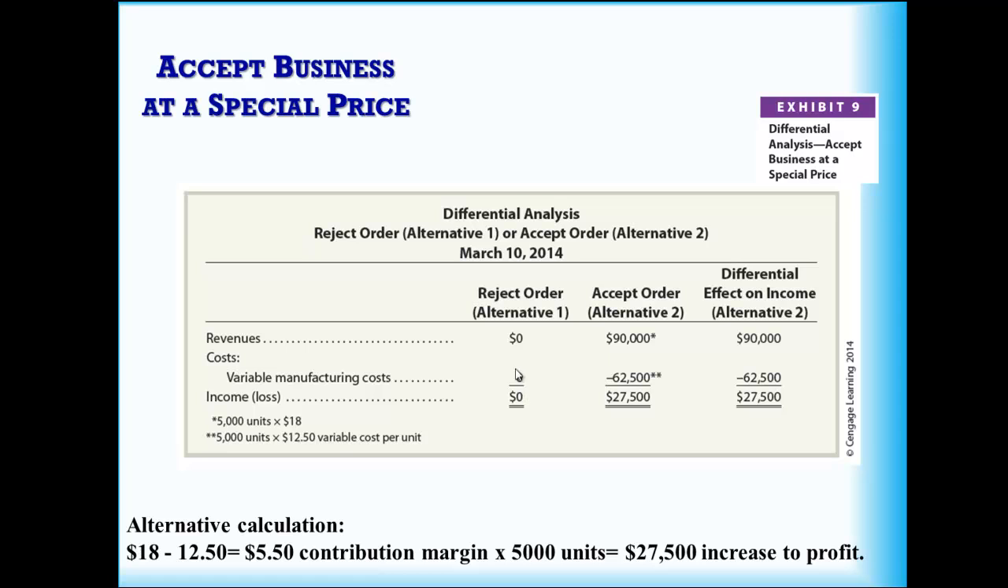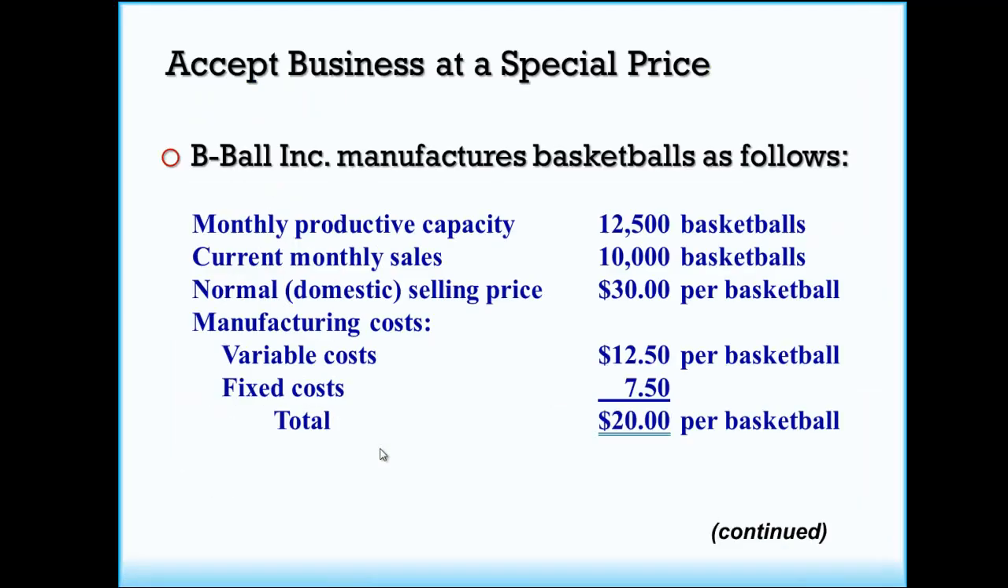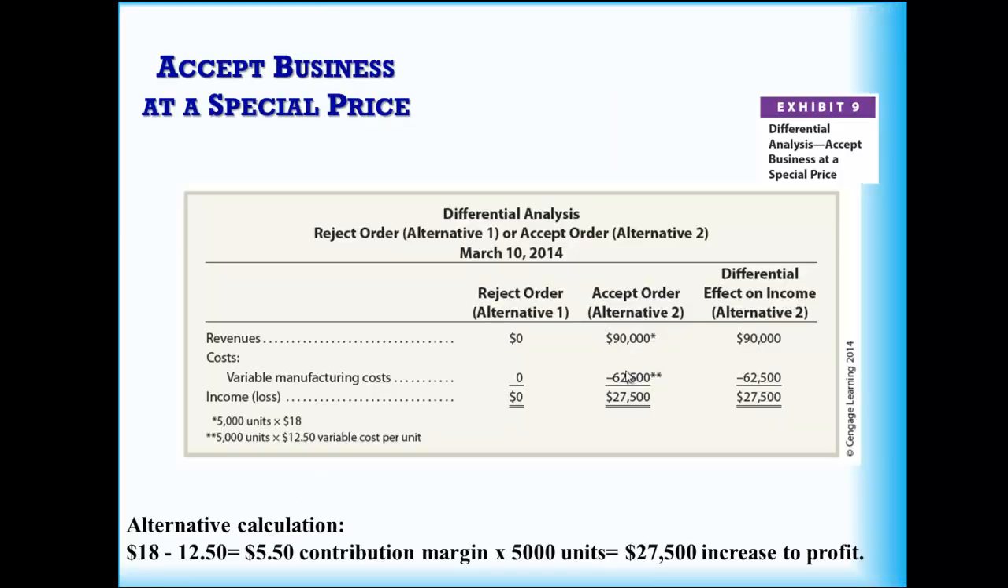If we do accept the offer, we're going to receive 5,000 units. We're going to sell them for $18 a piece, so that's $90,000. Our fixed costs are not going to increase because we have capacity. We have room in the factory, okay? But these variable costs for materials and labor, they're going to go up, aren't they? So 5,000 units times $12.50. Remember, $12.50 right there. So that's $62,500 of variable manufacturing cost.